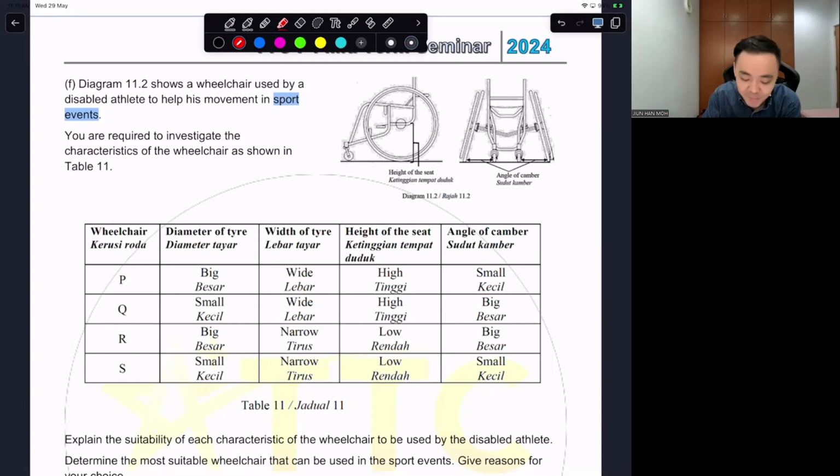PQRS, choose one for sports event. What's angle of camber? Listen, I'm not gonna answer anything. You choose first. In the exam, who do you ask? You choose yourself first, right? And to be honest, they will tell you one. Look at the diagrams, right?